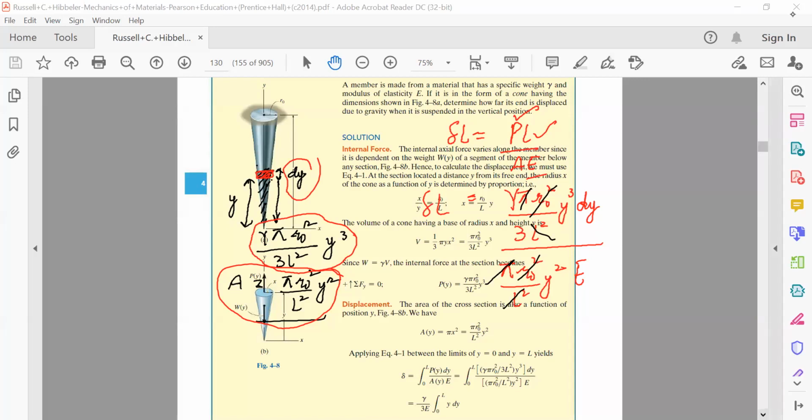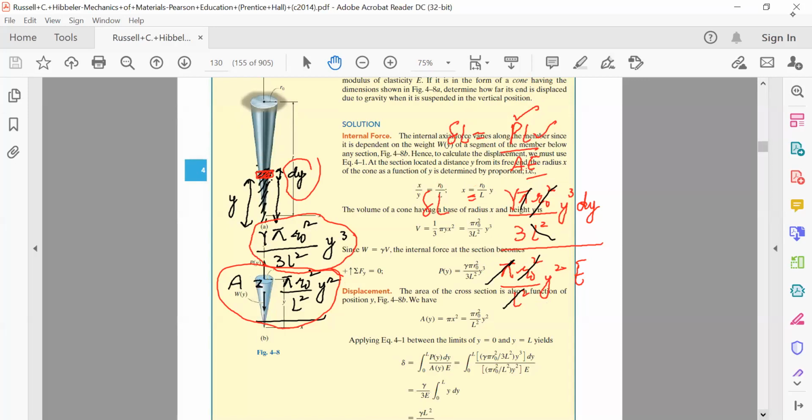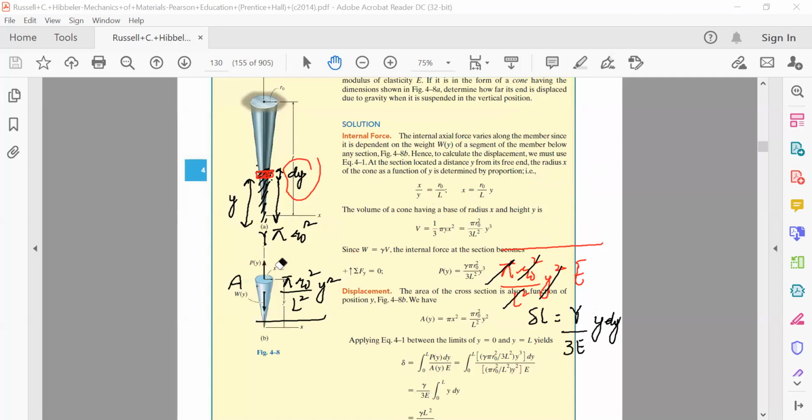Therefore, the small change in length in this element will become equal to gamma by 3E, and we have y square, and this will cancel, this will be y dy. Now this becomes very easy to understand as far as the change in length in the small element selected is concerned. We have a small element drawn over here, its length is dy.